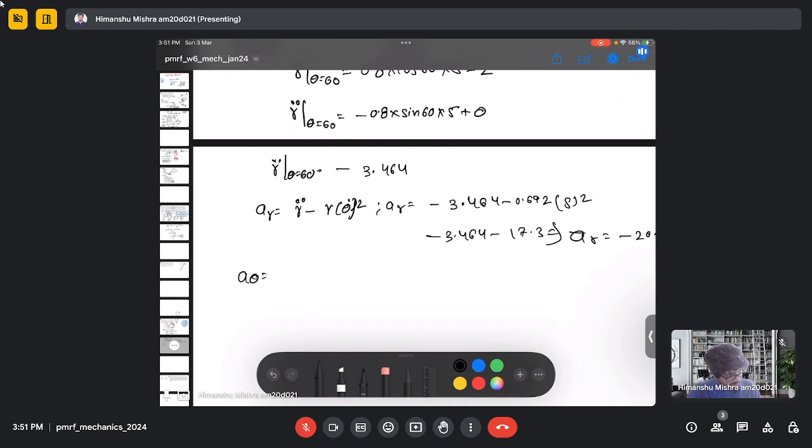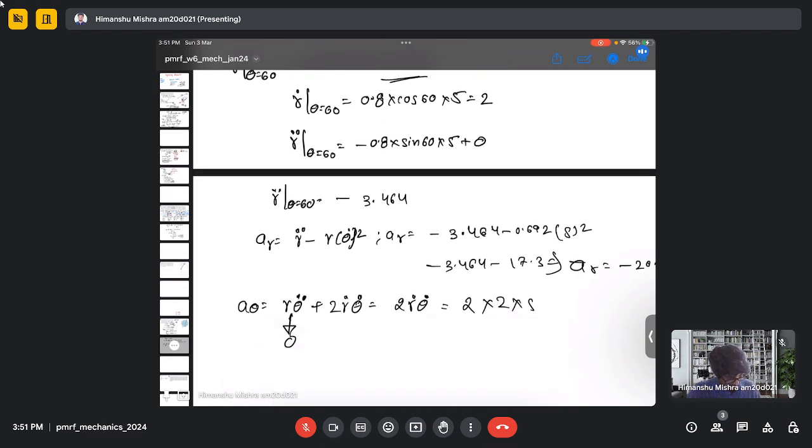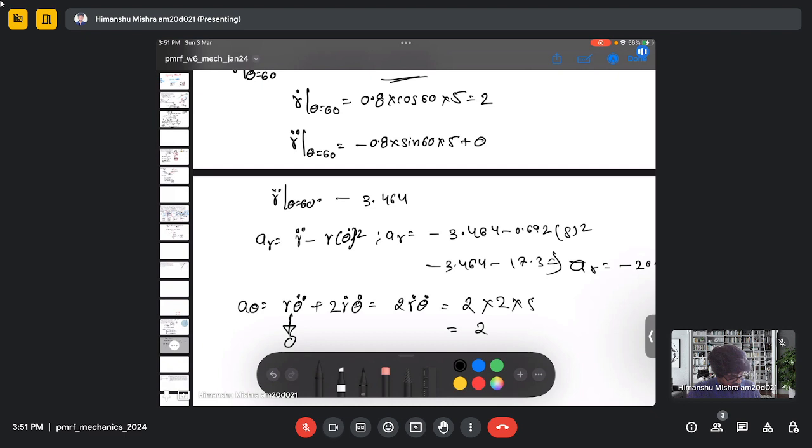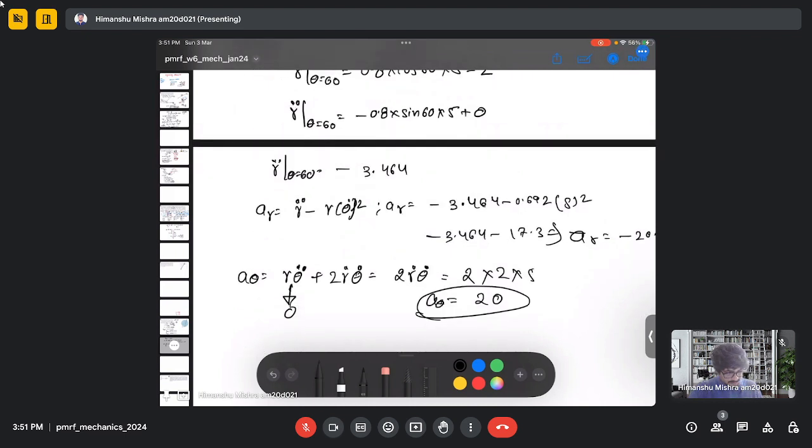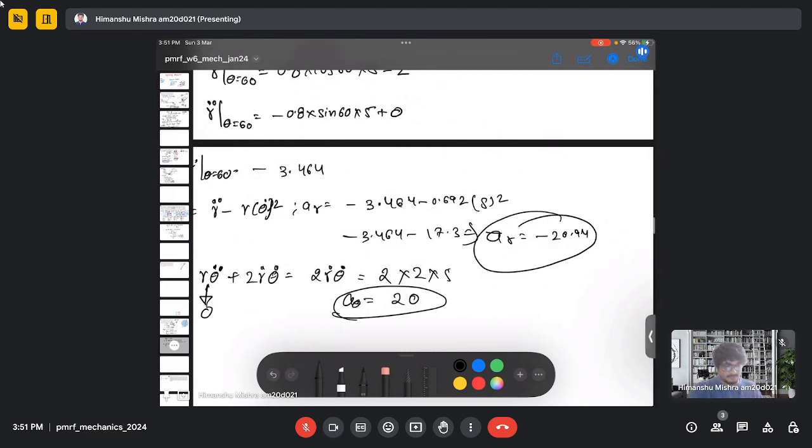The theta component of a will be r theta double dot plus 2 r dot theta dot. Theta double dot is 0, so it will be 2 r dot theta dot, which is 2 times 2 times 5, which is 20. So my a theta is 20. So now we have figured out the acceleration in both directions, a_r and a theta.